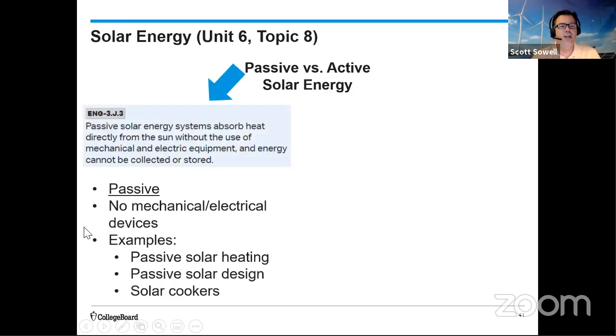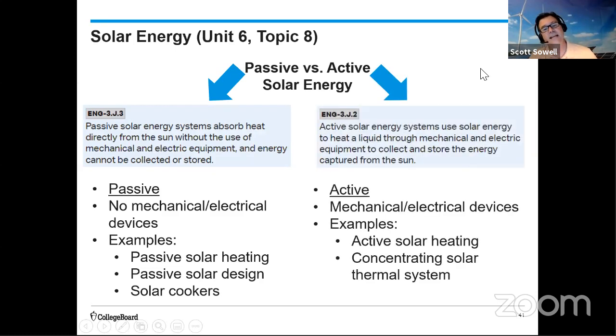If you have no mechanical or electrical devices, you're looking at passive. So passive solar energy systems absorb heat directly from the sun without the use of mechanical and electrical equipment, and energy cannot be collected or stored. As opposed to the exact opposite of that, which is active, where we are using mechanical and electrical equipment to collect and store the energy from the sun. All right, so we'll go into each of these and give some examples.